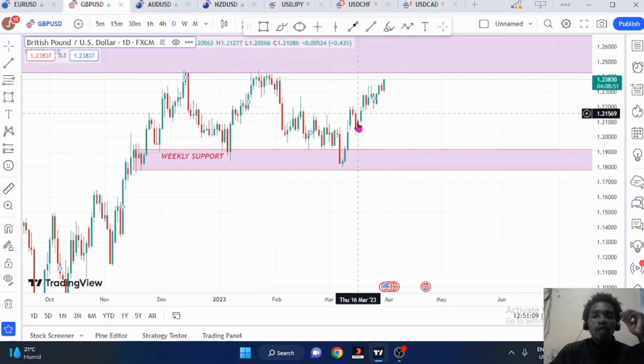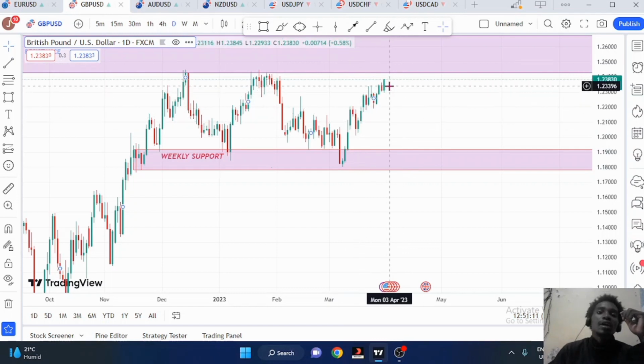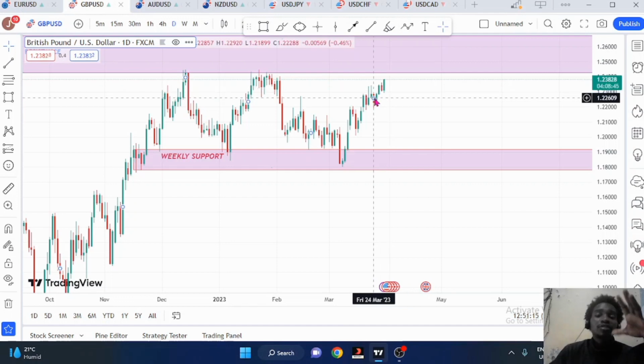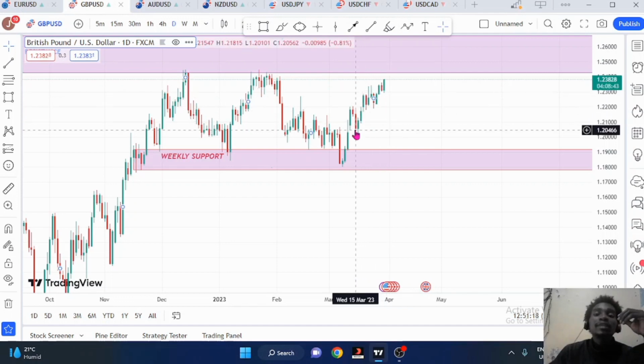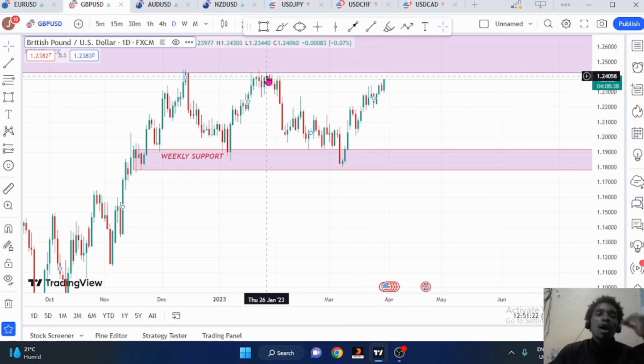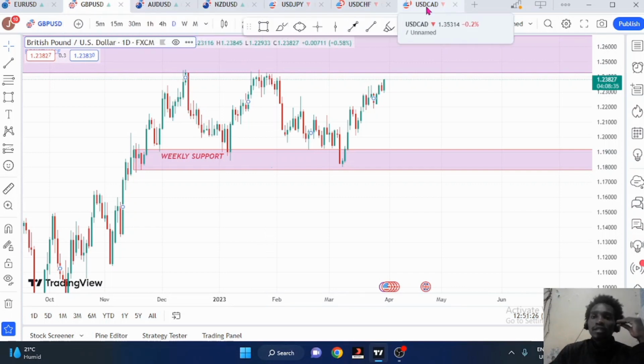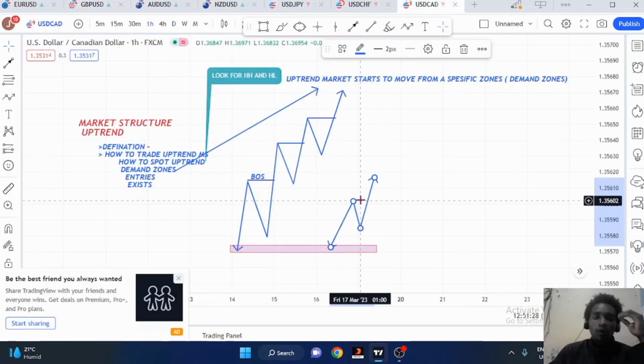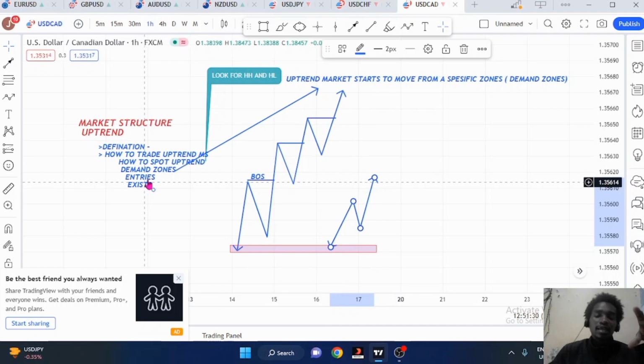Therefore, I have to look for entries within this trend, right? And in the lower time frame, you will find that this one is a very good uptrend move. Therefore, I will show you how to identify those demand zones in a while. Now, for that, there is another thing you have to master.